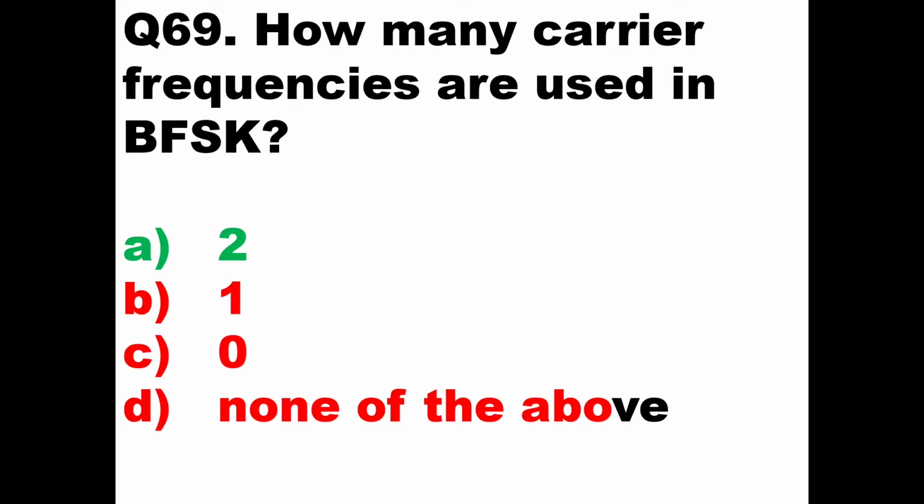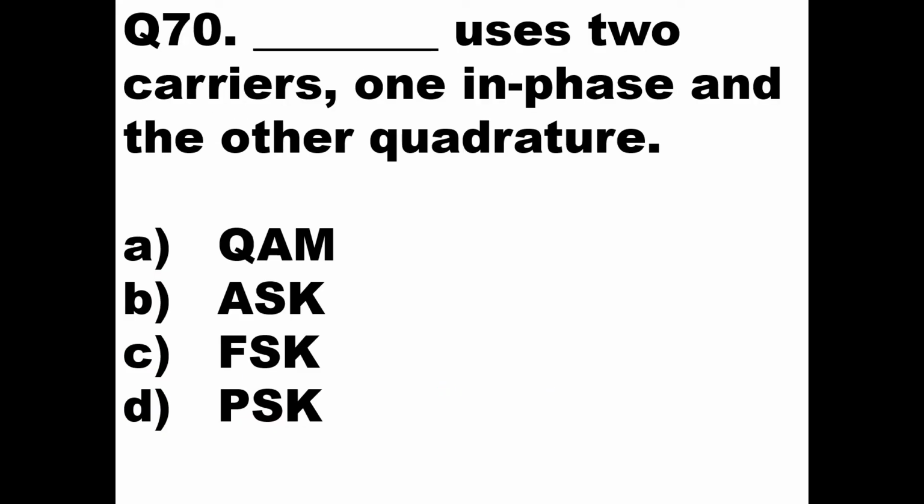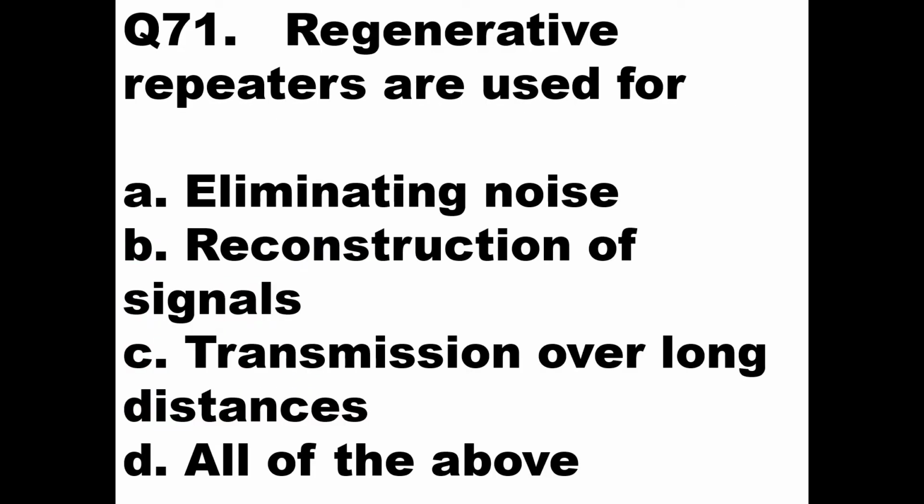Okay. Then we'll go to question number 70. Dash uses two carriers, one in phase and the other in quadrature. Okay. So two carriers, one in phase and the other in quadrature, is used by quadrature amplitude modulation, QAM. So here option A will be the correct answer, QAM. Okay. Then we'll go to the next question, question number 71.